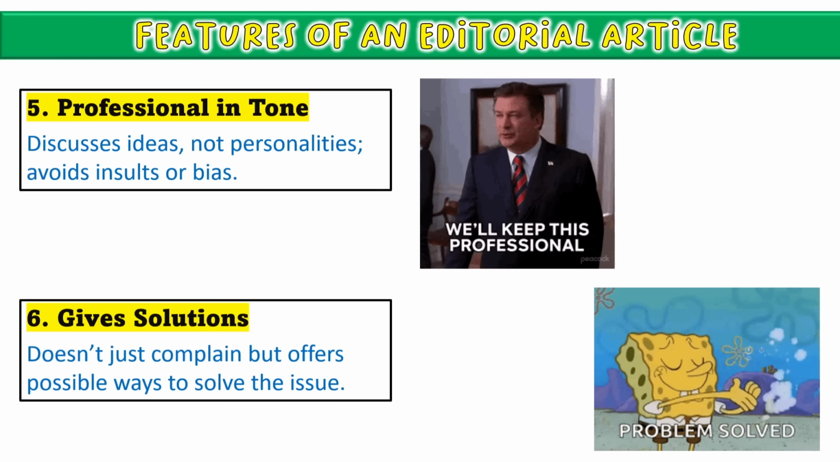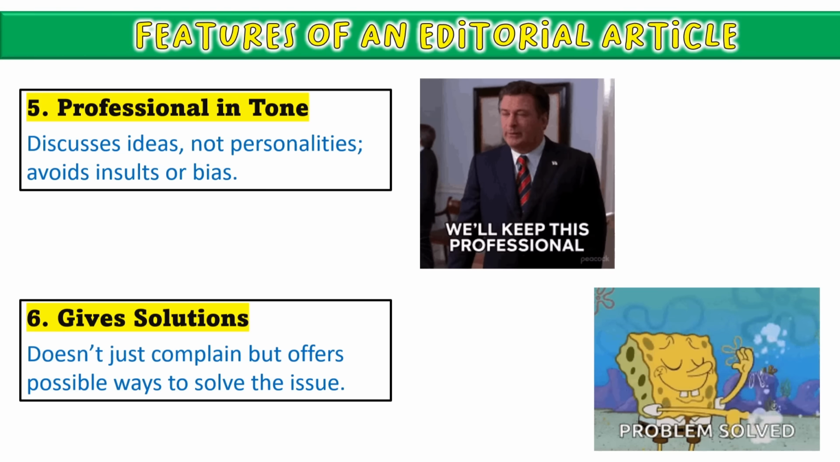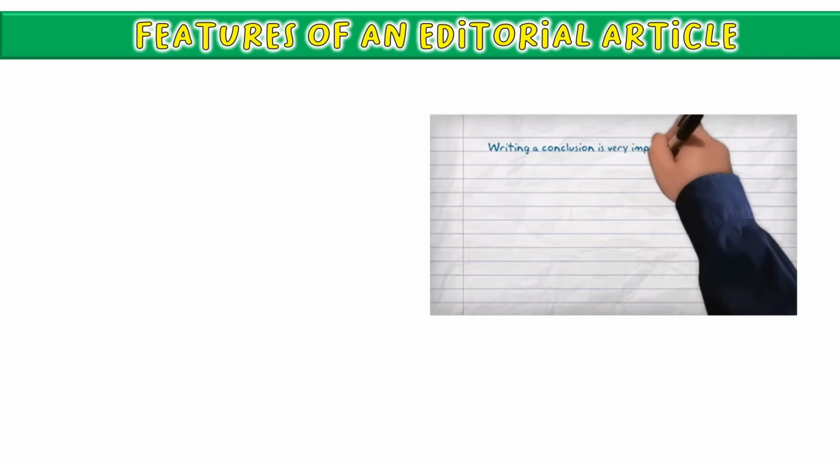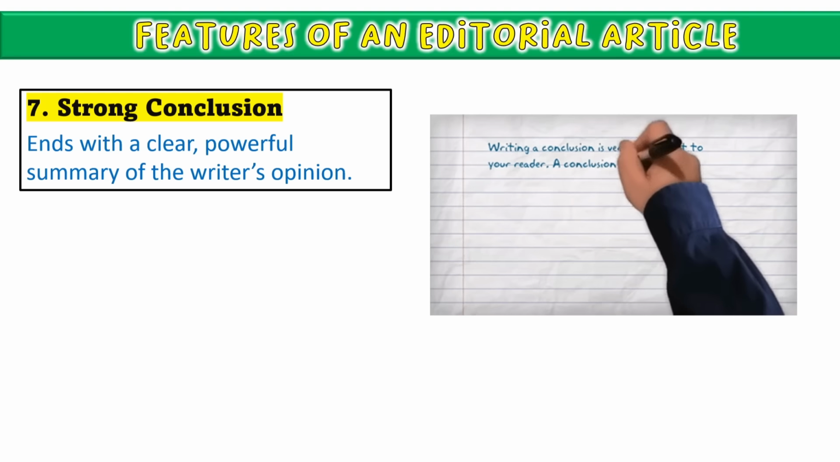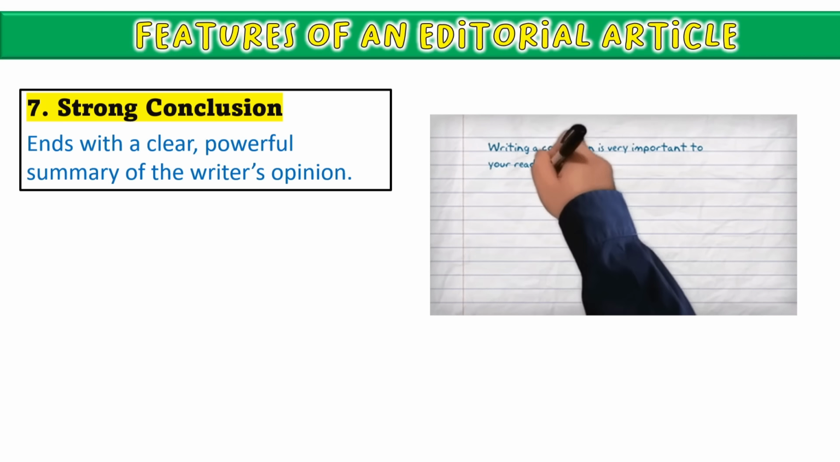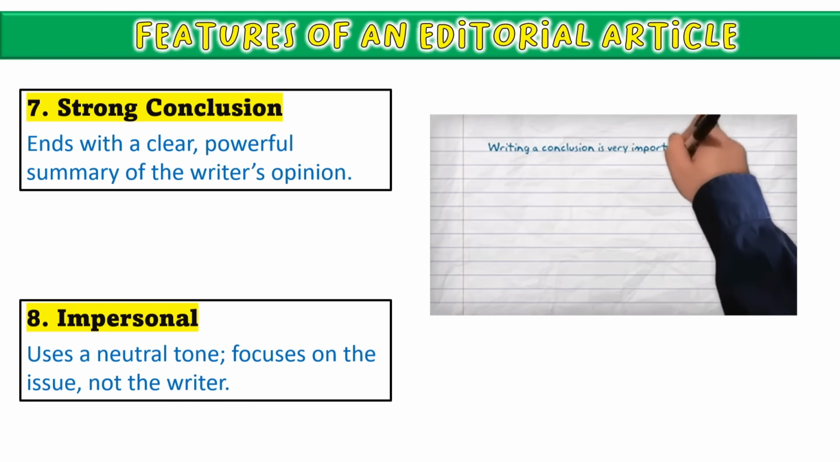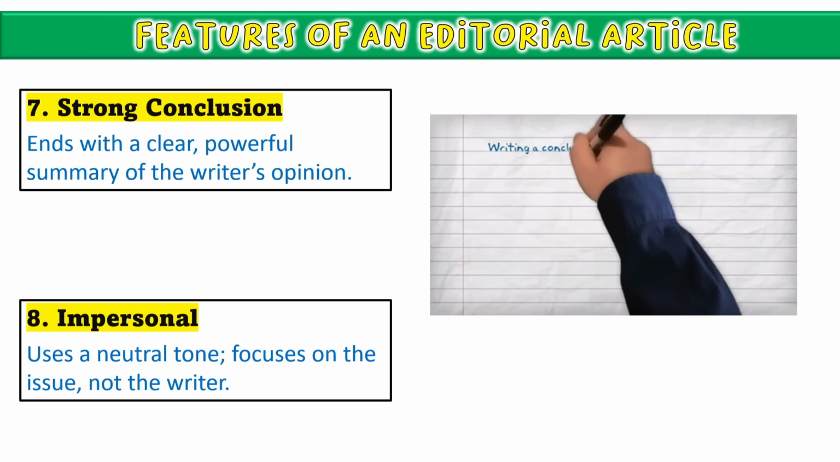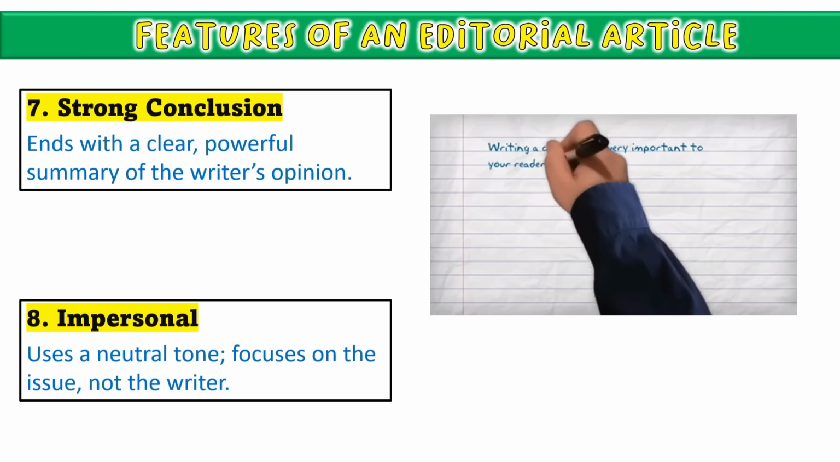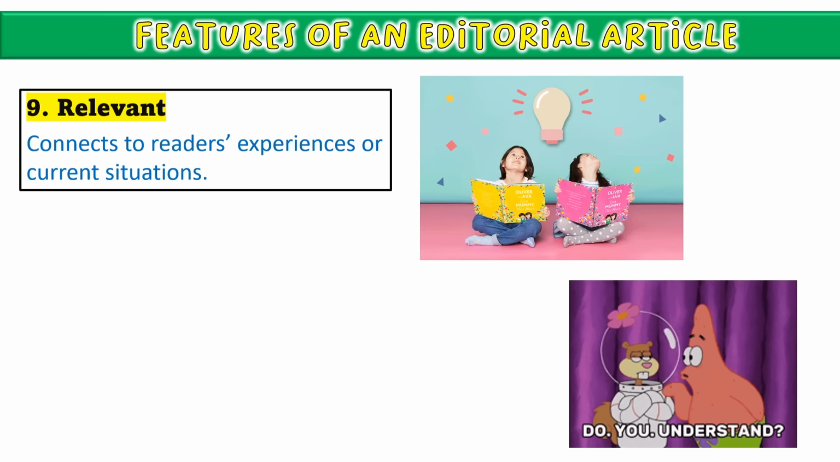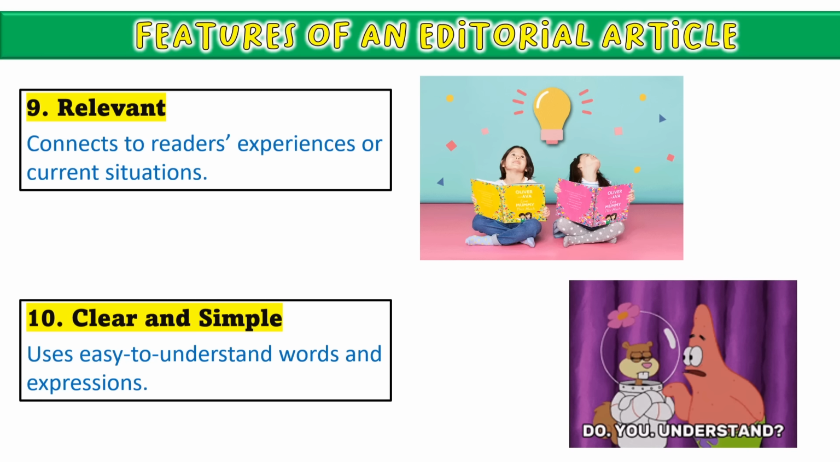6. Gives solutions. It doesn't just complain, but offers possible ways to solve the issue. 7. Strong conclusion. It ends with a clear, powerful summary of the writer's opinion. 8. Impersonal. It uses a neutral tone, focuses on the issue, not the writer. 9. Relevant. It connects to readers' experiences or current situations. And 10. Clear and simple. It uses easy to understand words and expressions.